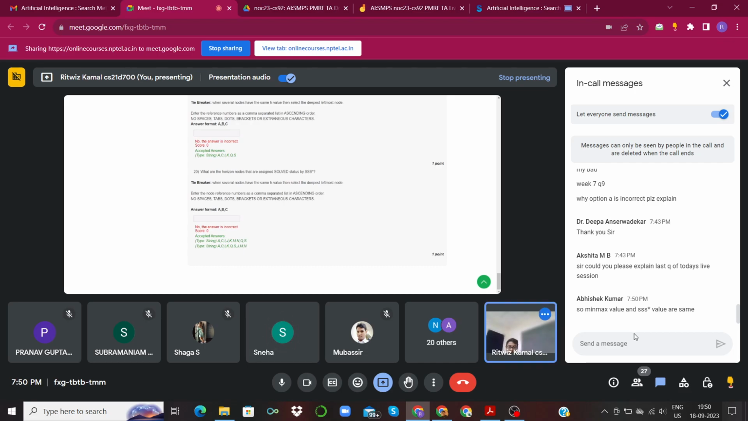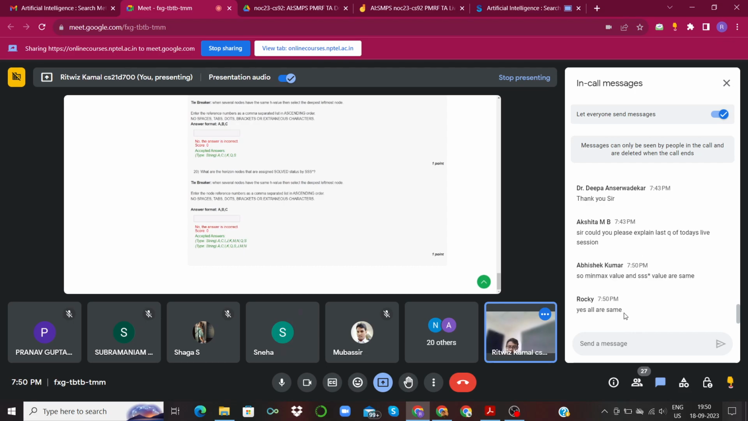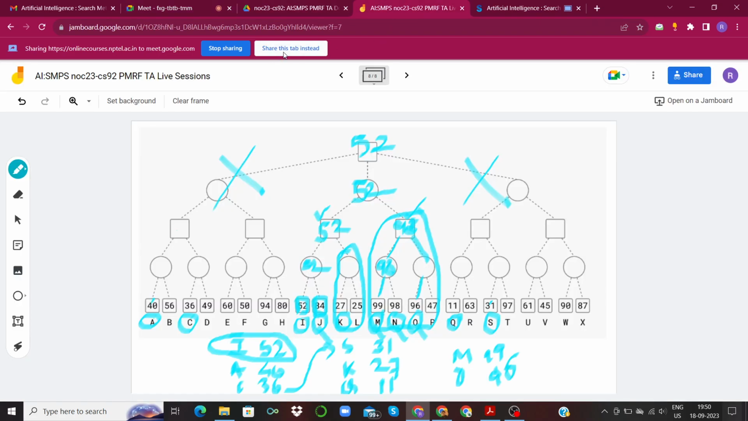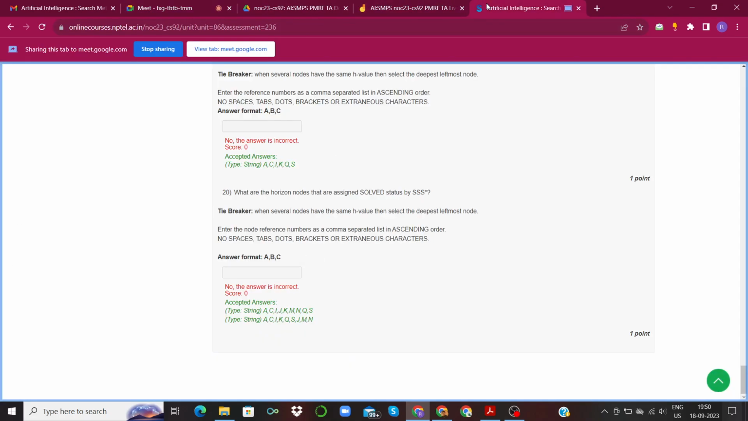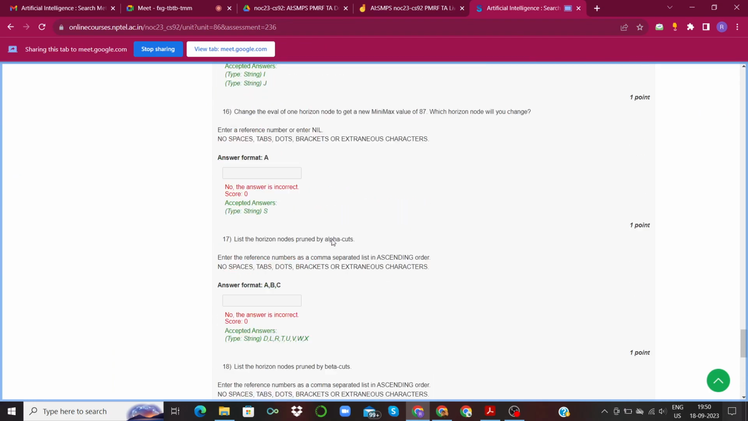Okay, so was there a doubt? Okay, I guess it was by mistake, so no worries. Yes, min, max, and SSS star values can be the same. You can verify it for yourself. Okay, so this was it. Then what else? Question 9 you were talking about.